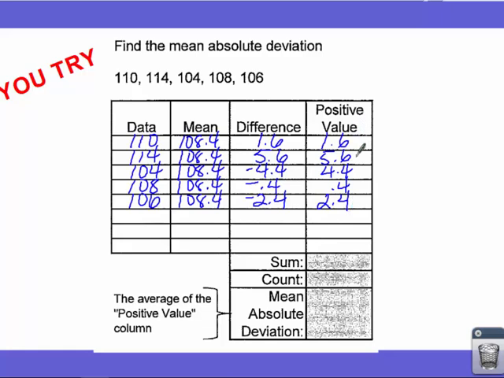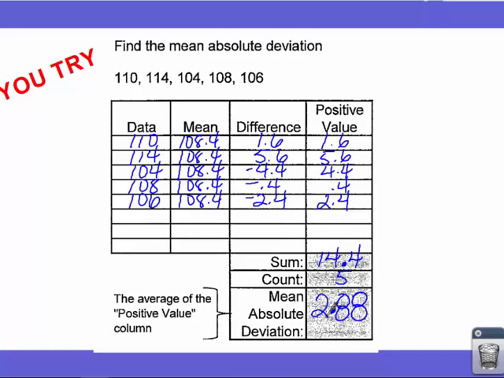Now, we add these differences together. Okay, so I add that together and I end up with 14.4. Okay. The count again is how many numbers I have. So I have 5. And now we take those two numbers and we divide them. 14.4 divided by 5 gives us 2.88 as our mean absolute deviation.